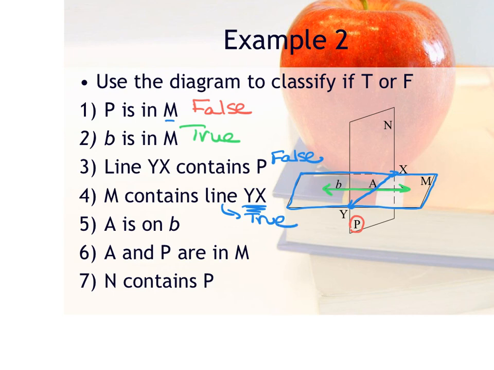A is on line B. So here's A. True. Good. It's a lot easier when there's a picture, right? Okay. A and P are in M. False. Because P's down here and it's not in M. And then N contains P. So here's N. True. Good. All right. You guys are good.